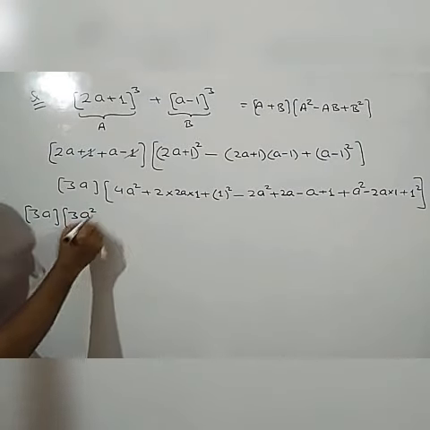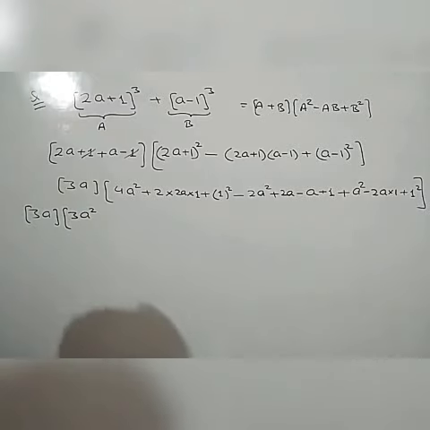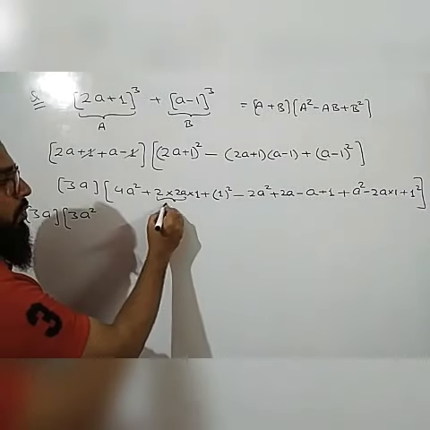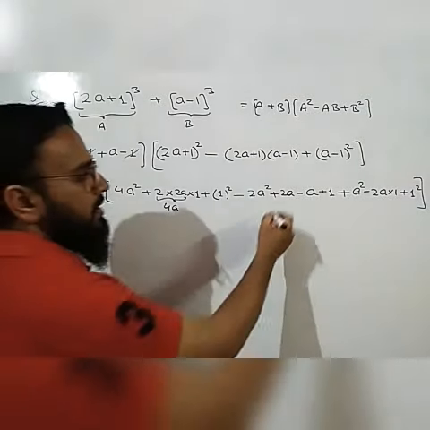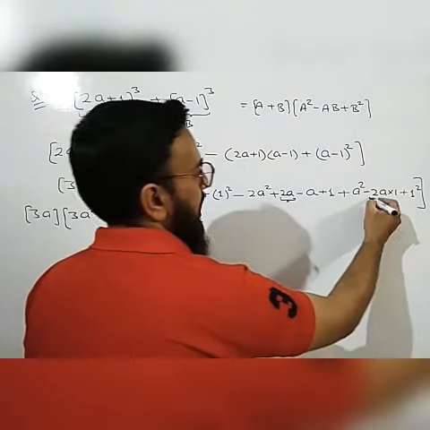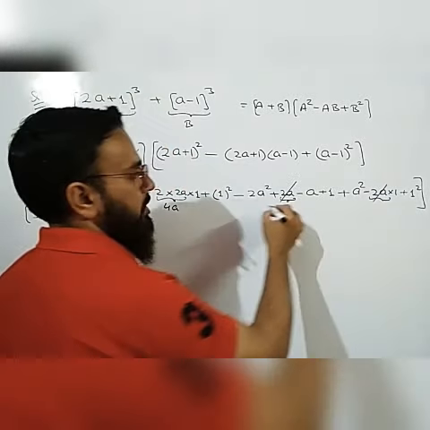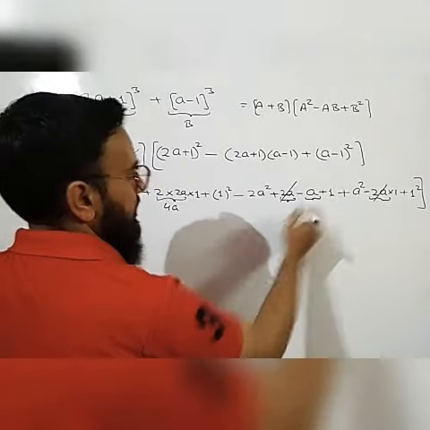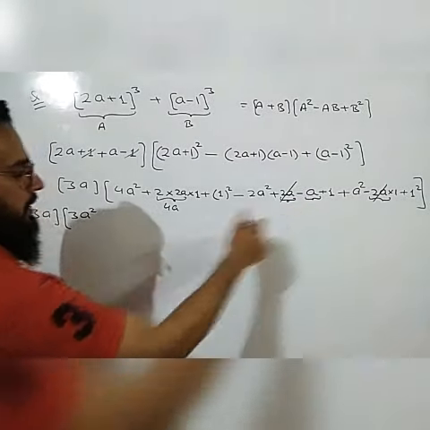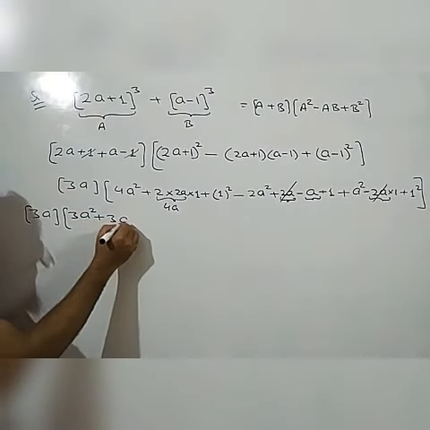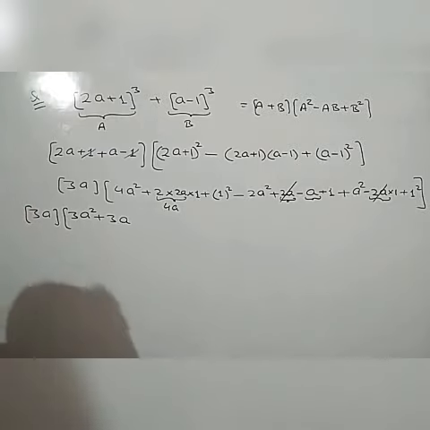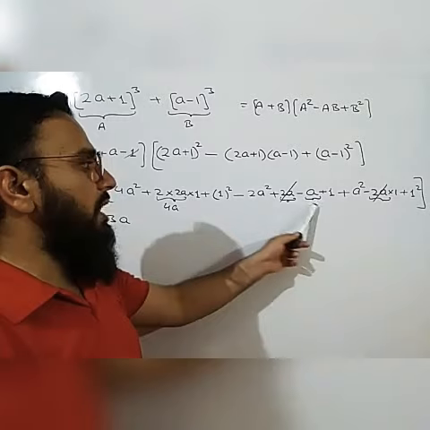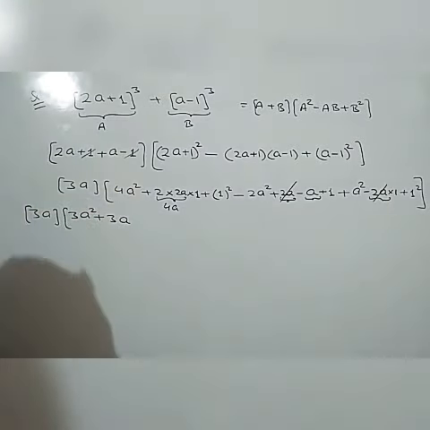First term is 3A square. Then coming to the next term, it is 2 into 2A. So it will be 4A. Now it is 2A and it is minus 2A. So minus 2A plus 2A will be cancelled out. Again there is 1A. It is minus A. So 4A minus A. It will be equal to plus 3A. Okay. It is 4A. This plus 2A minus 2A cancelled out. So 4A minus A, that will be equal to plus 3A.